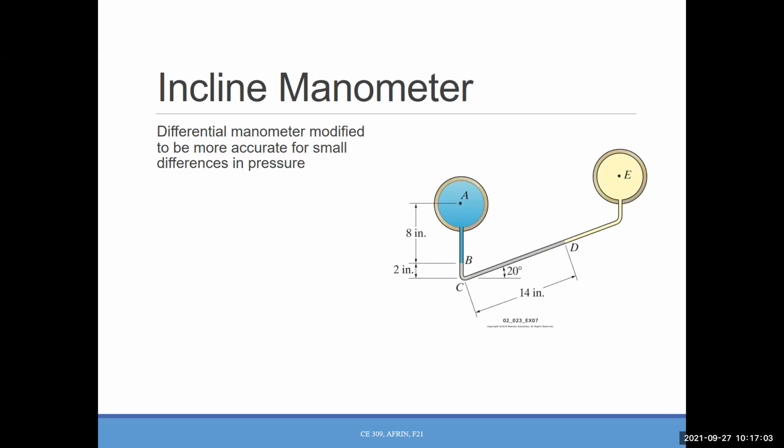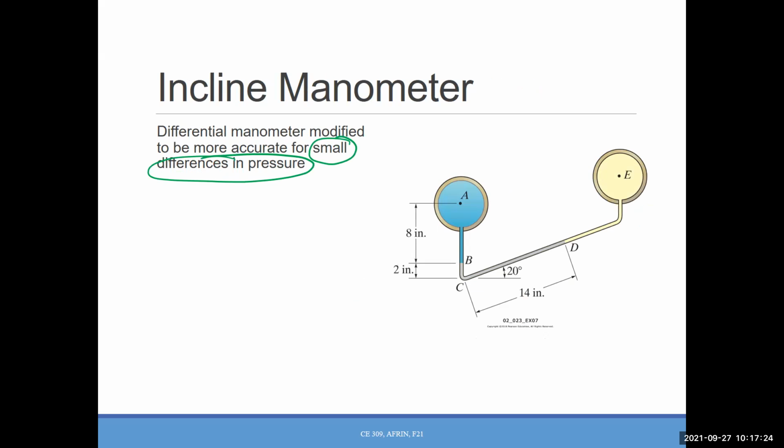And the last one is the inclined manometer. So if you want to measure some pressure between 2 points which are not on the same line or something, you can use the inclined manometer. At the same time, again, it's very accurate in measuring small pressure. Okay.